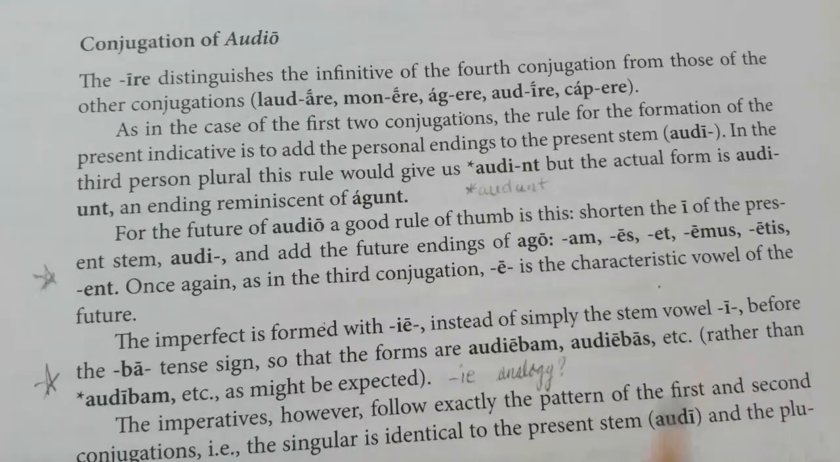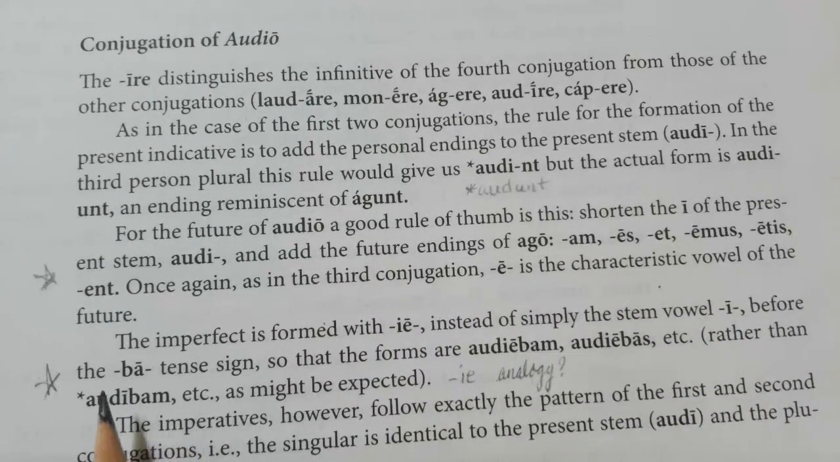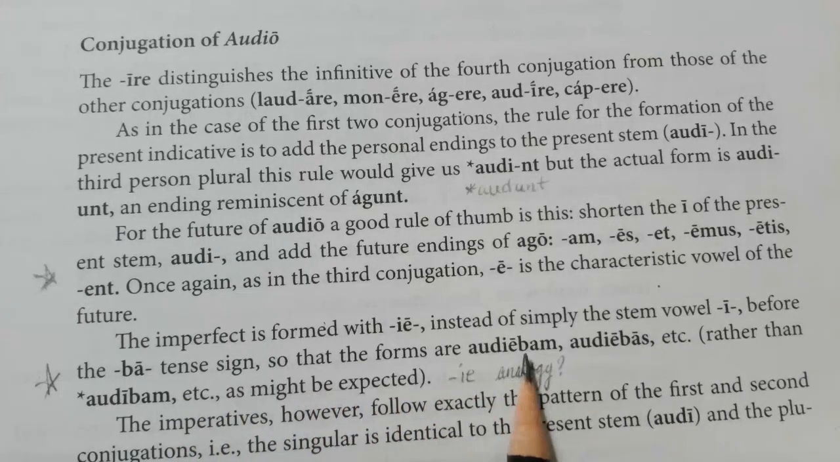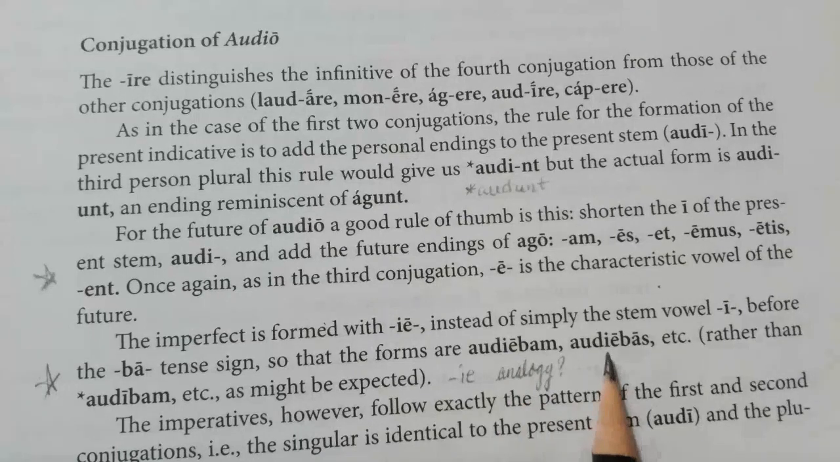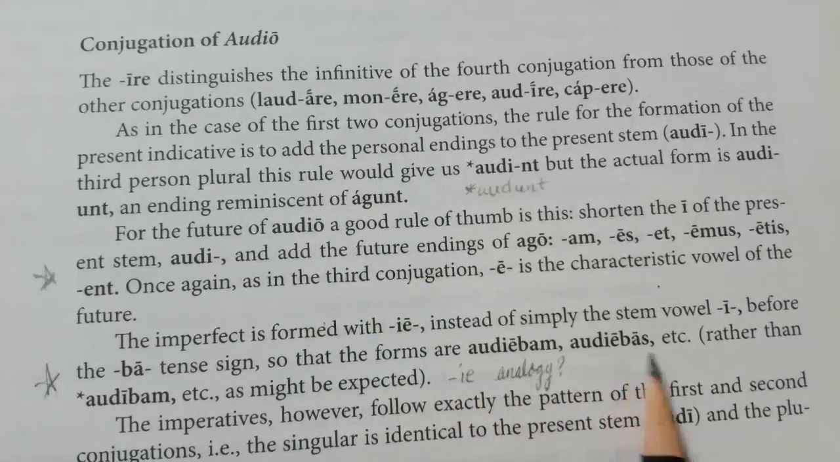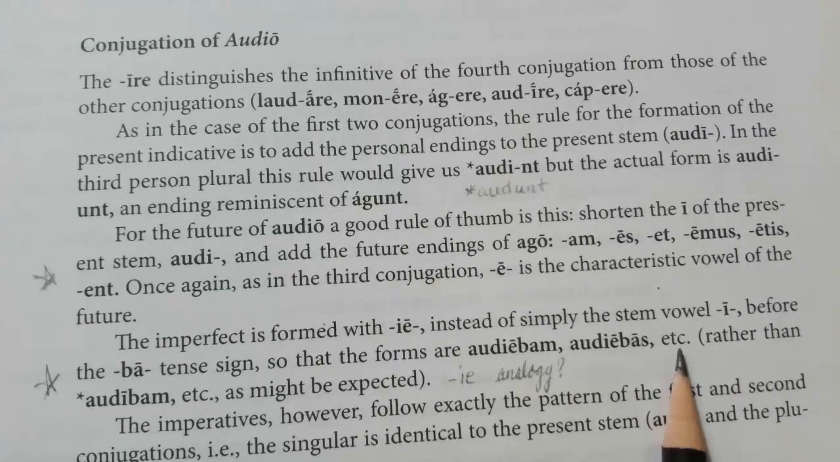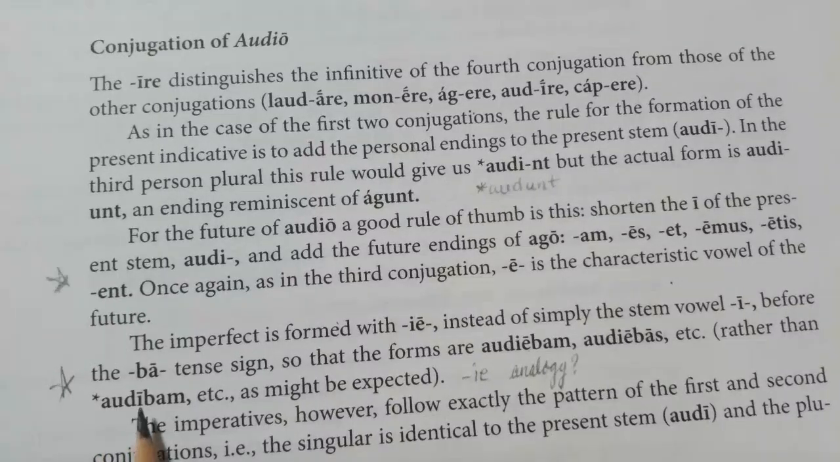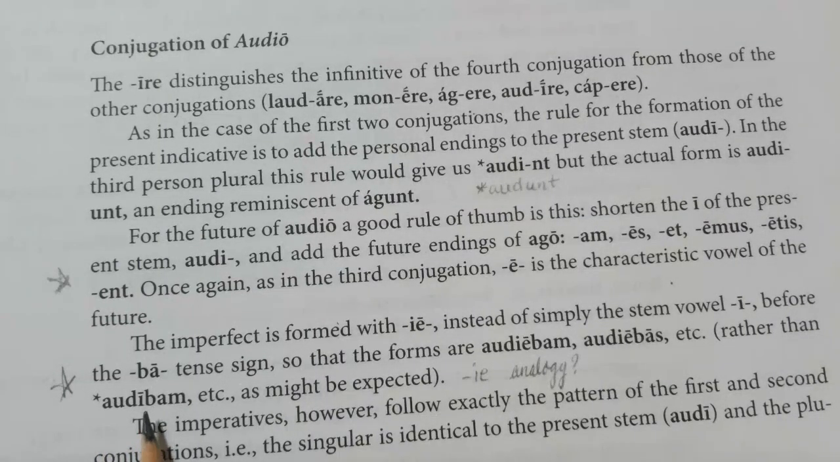We talked about that before the ba tense sign, so that the forms are audiebam. This is correct. Audiebas. No asterisks. These are real forms, the real deal here. Etc. Rather than, again, the asterisk here, not a thing. They're just showing you this is what you would expect intuitively, but language is often irregular, which makes it interesting and makes it fun. But this is what you would expect, not what you get.